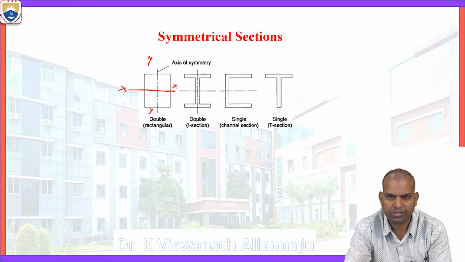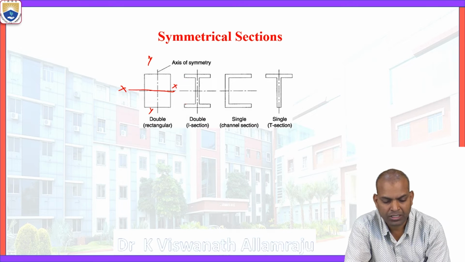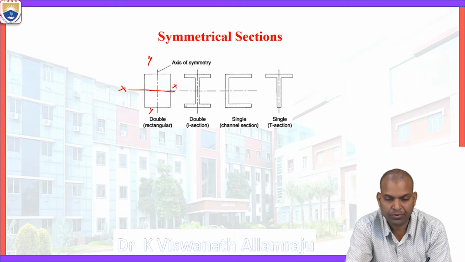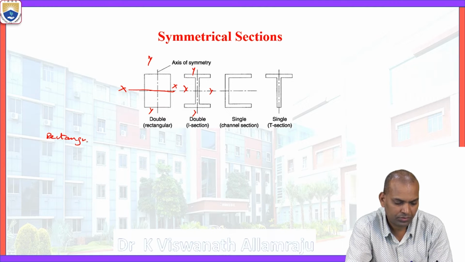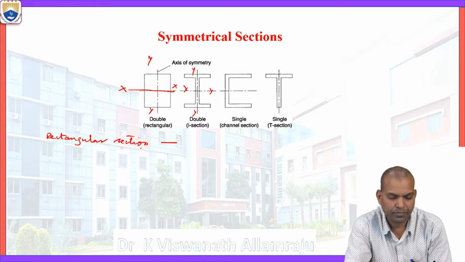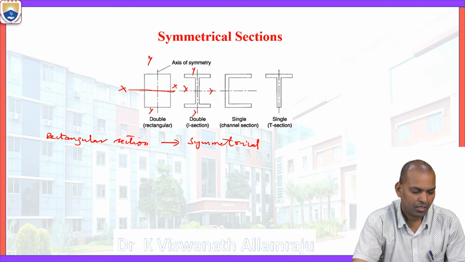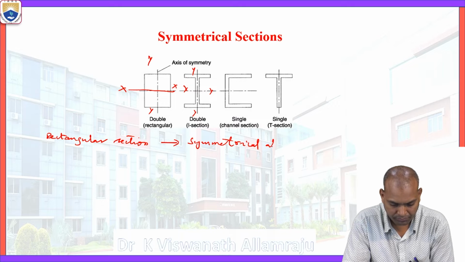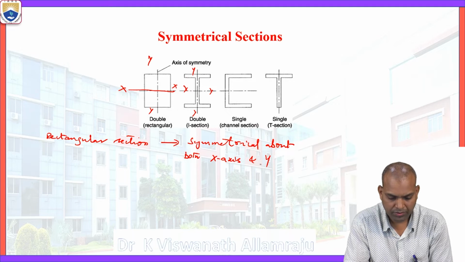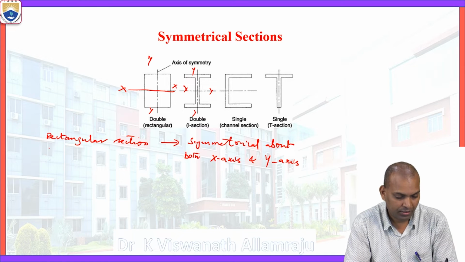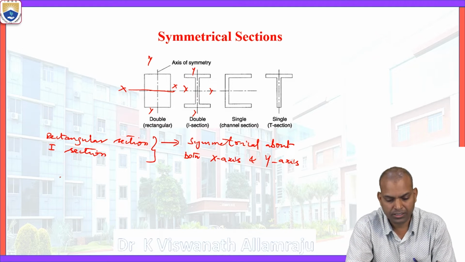This I section consists of one web and 2 flanges, and the top flange and bottom flange are both equal in length and equal in geometry. That's why it is symmetrical about both the X and Y axes. So the rectangular section is symmetrical about both the X axis and Y axis. And the I section is also symmetrical about both the x-axis and y-axis.